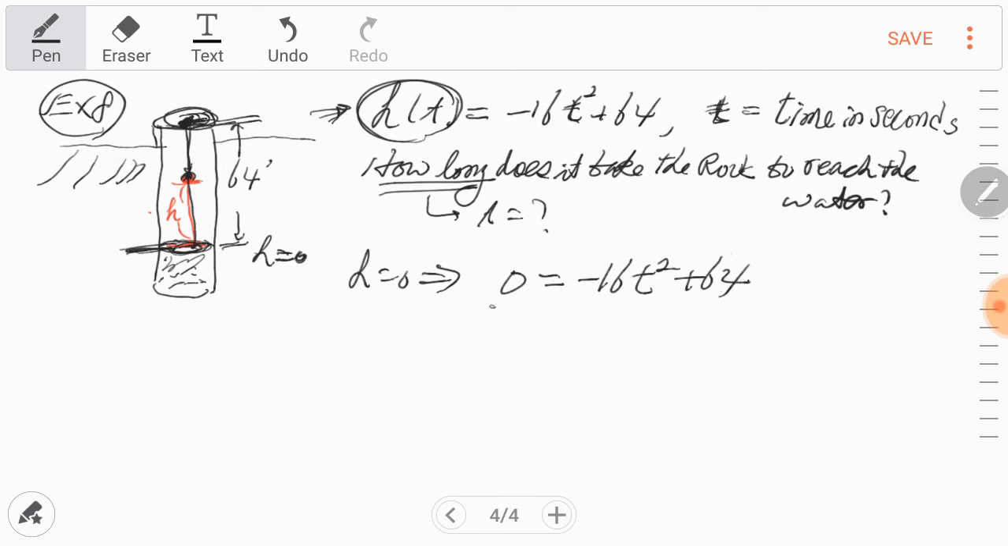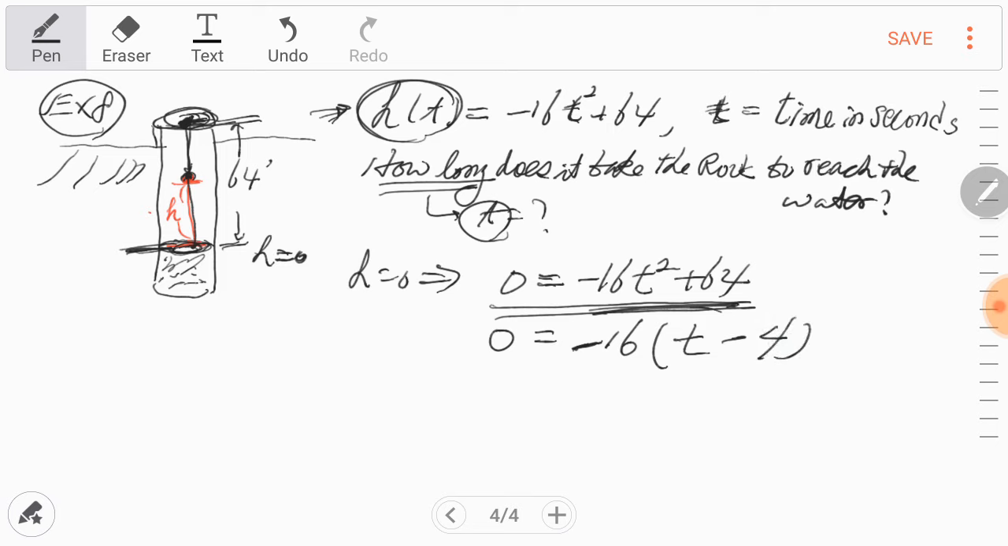From this equation, we can find t, the time in seconds that the rock hits the water. Okay, so let's factor this one. One side of the equation is 0, so let's factor the other side. Let's factor out the greatest common factor, in this case negative 16. Then t squared, since negative is factored out, change the sign, minus 4. So 16 times 4 is 64.